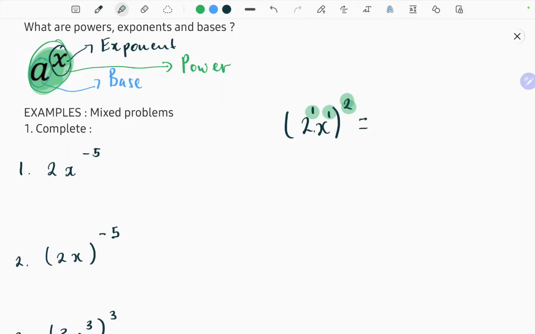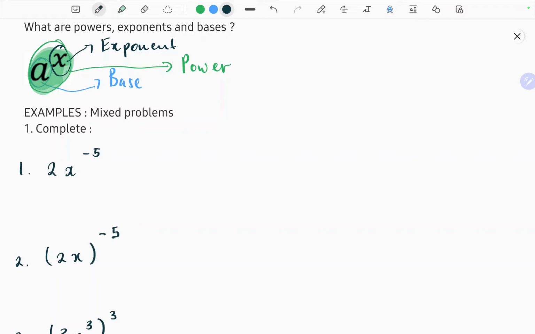And how we do this is we multiply. So in other words, this should be 2 to the power of 1 multiplied by 2 and x to the power of 1 times 2. So this is 2 to the power of 2 and x to the power of 2, which is 4 times x to the power of 2, which is 4x squared.